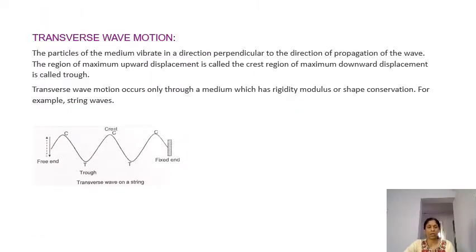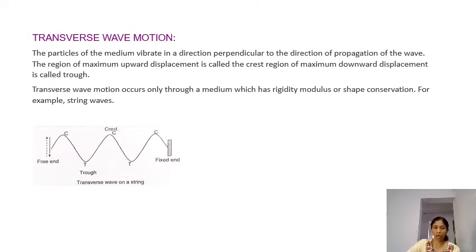So this is the waveform of the transverse wave. See, this upper region is called the crest. What is a crest? The region of maximum upward displacement is called the crest, and the region of maximum downward displacement is called the trough. This downward maximum is the trough, and the upward maximum is called the crest. In this, the particles are vibrated perpendicular to the direction of the wave. An example of this transverse wave is string waves.